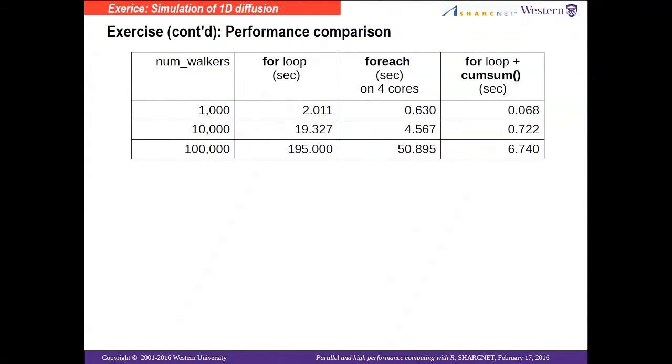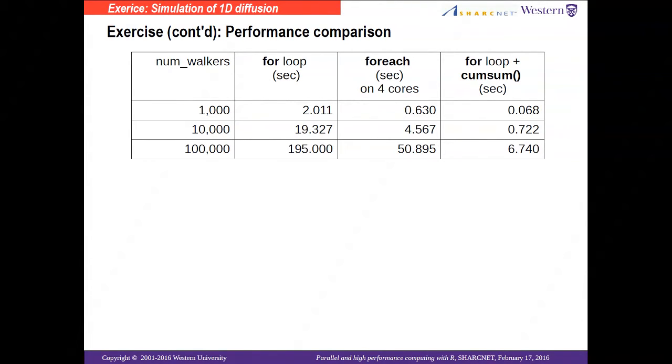So I put up this performance comparison here. Number of walkers, so we're going from 1,000 to 100,000. In the first implementation, we just simply use a for loop. In the second implementation, which is a parallel implementation, we're using foreach with doParallel. And our third implementation is serial, it's not parallel, for loop plus cumsum. Now you can see the difference. If you compare the serial implementation and the parallel implementation, the parallel implementation using foreach has pretty good scaling. We cut the time to about a quarter.